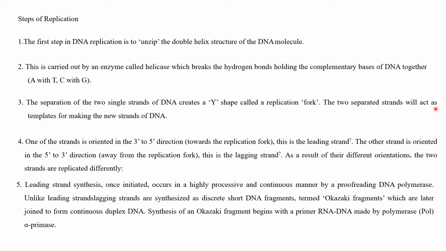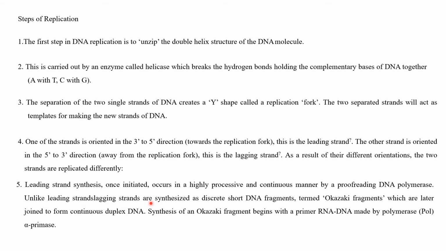The two separated strands will act as templates for making the new strands of DNA. One of the strands is oriented in the 3 to 5 prime direction. This is called the leading strand. The other strand is oriented in the 5 to 3 prime direction, the opposite direction. This is the lagging strand. As a result of their different orientations, the two strands are replicated differently. Leading strand synthesis, once initiated, occurs in a highly processive and continuous manner. There will be no stops like in the lagging strand.